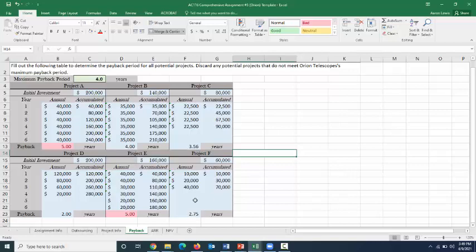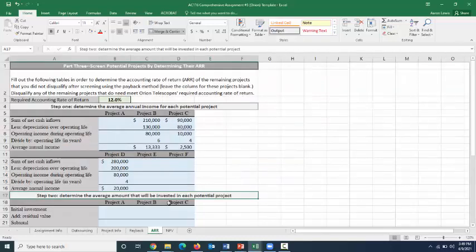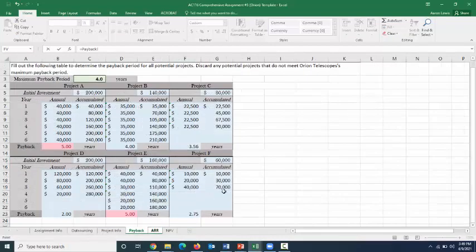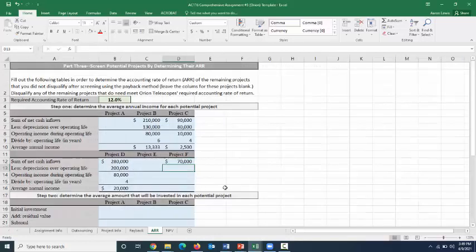Project F passed the payback test, which means we need to determine our average annual contribution to operating income from this particular project so that we can determine our ARR, because it is still in the running to be considered to be done. So let's go back to our ARR tab. What is the sum of net cash inflows from Project F? Project F is going to provide us a total of $70,000 worth of net cash inflows over the project's life.